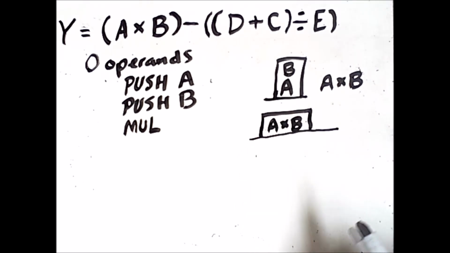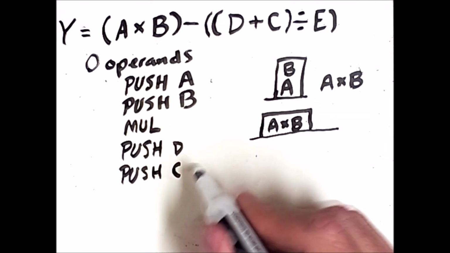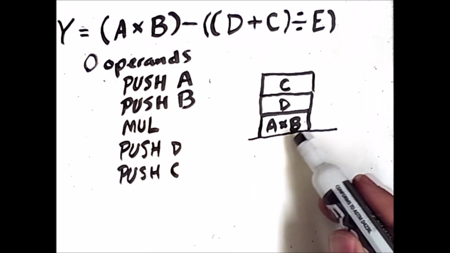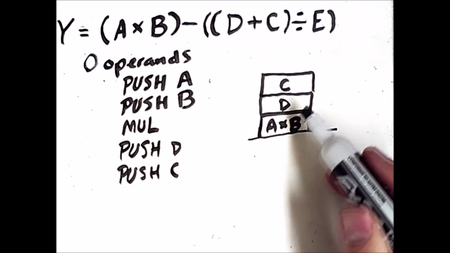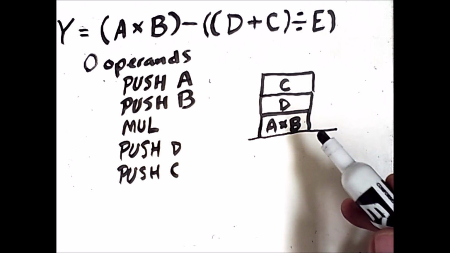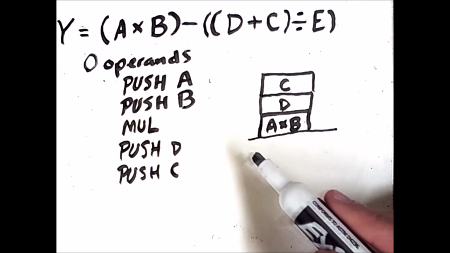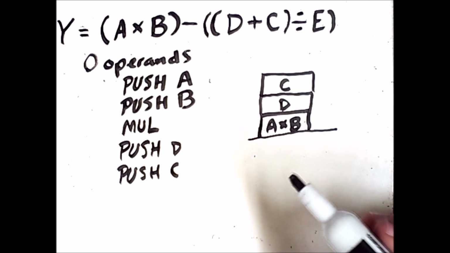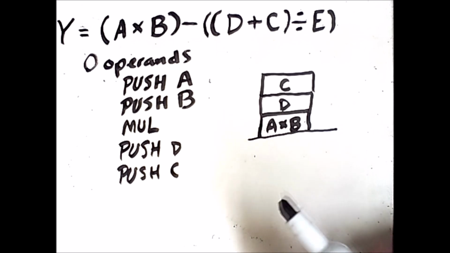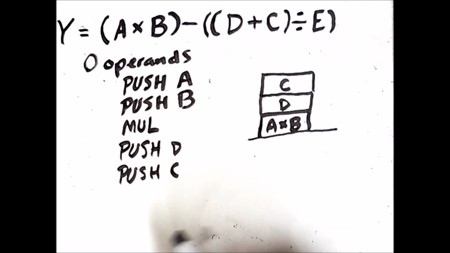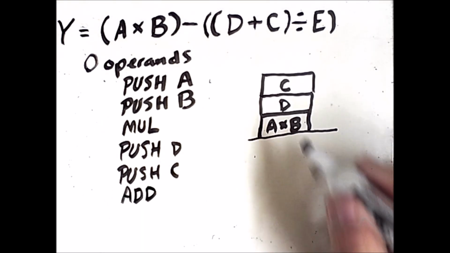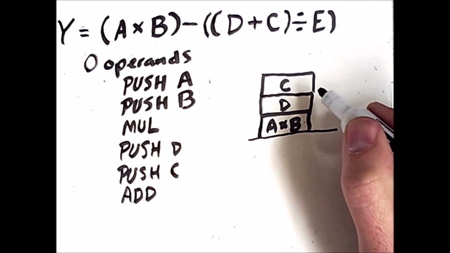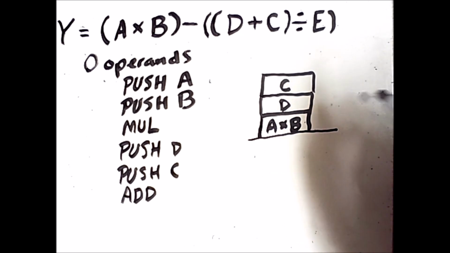Next, I'll push on D and C, and after pushing those on, the stack will look like this. So the result A times B is still in the stack, but D and C are now on top of it. And remember that all of the 0 operand operations that we can use only deal with the top two elements of the stack. So next I will do add, which will pop the C and the D off, add them together, and put the result back on, giving us a stack that looks like this.